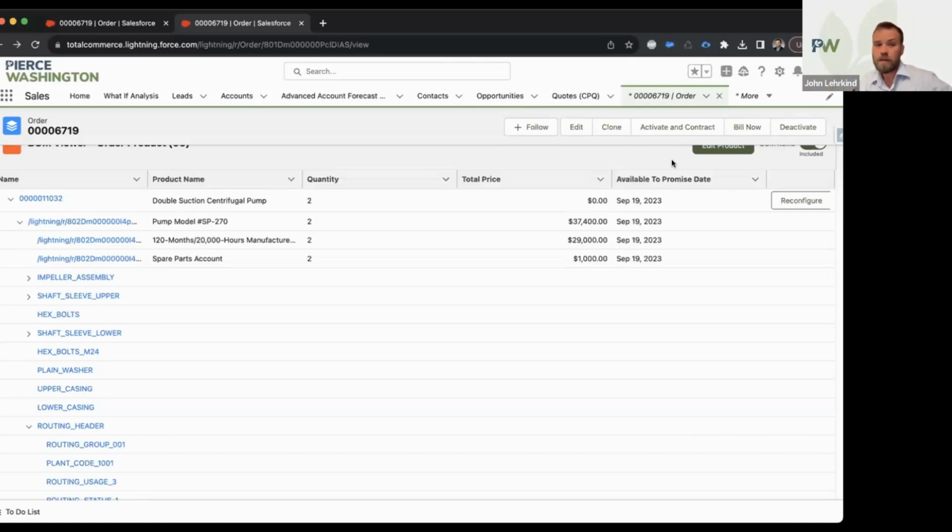So again, with the information that we're starting to drive through this configuration, we can be sure that we know exactly what are the parts that are going into that product, how they're going to be made, and when they're going to be made, to start to drive better visibility and data across your organization.